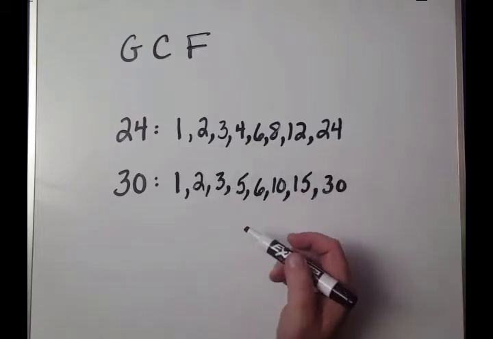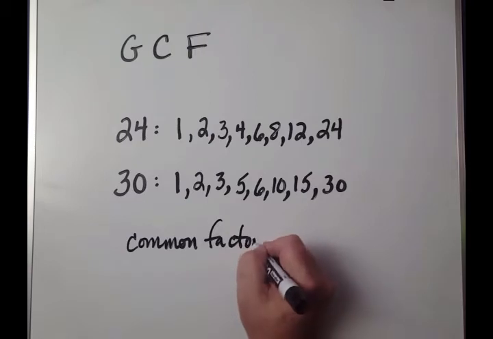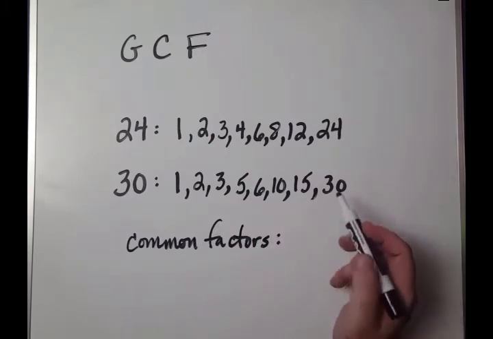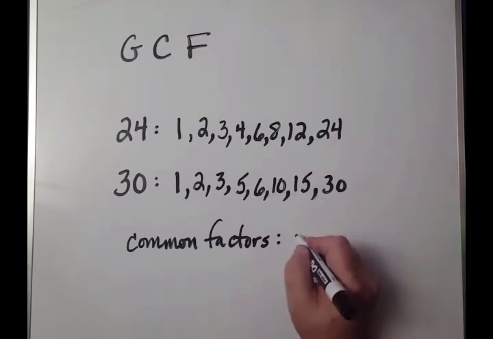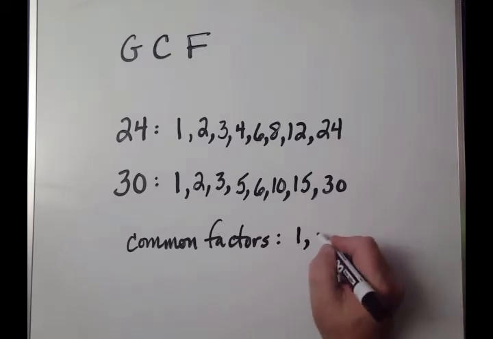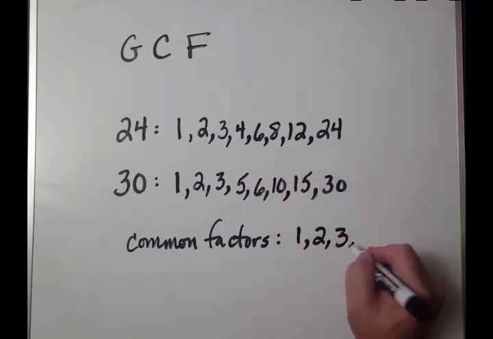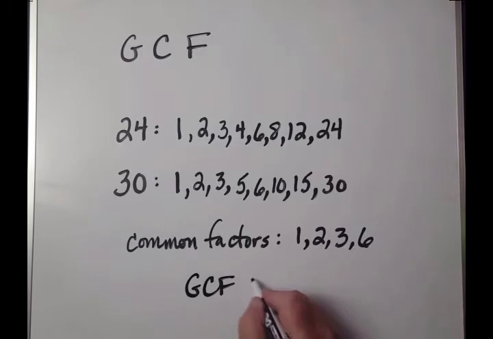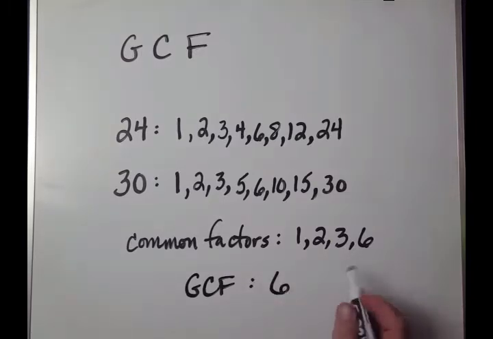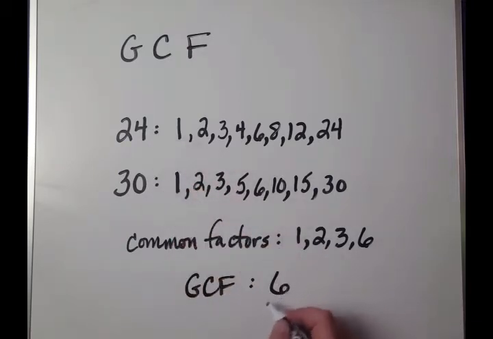So let's talk first about common factors. The common factors of 24 and 30. These are the factors of 24, those are the factors of 30. What do they have in common? They both have a common factor of 1. They both share the factor 2, as well as 3. What else do they share? A common factor of 6. And that's the only thing that they have in common between these two lists. Well, then the greatest common factor is going to be the biggest of those. Greatest common factor is 6. The largest number that will evenly divide into 24 and 30 is 6.